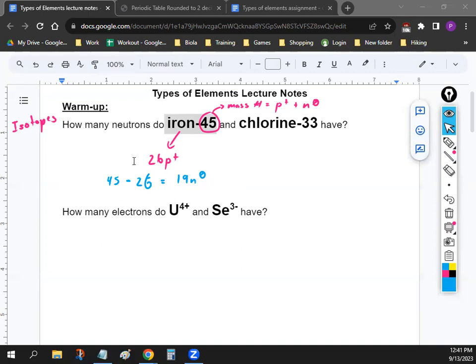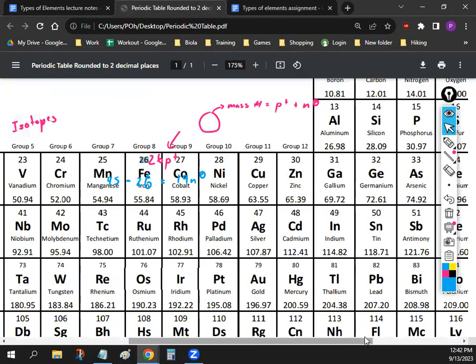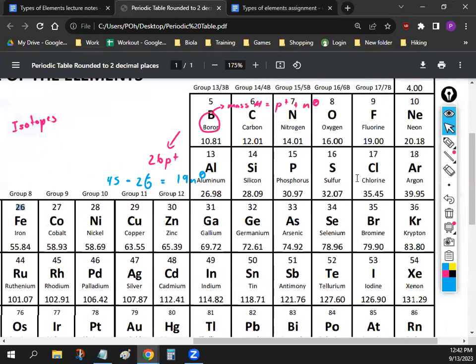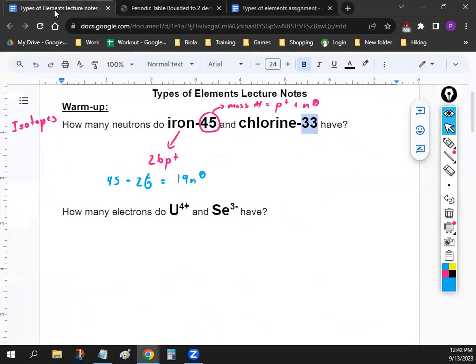Any questions on how we got that? Okay. So same thing as what we've been doing, just mass number minus protons. All right, we're going to do the same thing for chlorine 33. We have to look at chlorine on the periodic table. If you look at chlorine, how many protons does chlorine have? Yeah, 17, number on top. So we're going to have 17 protons.